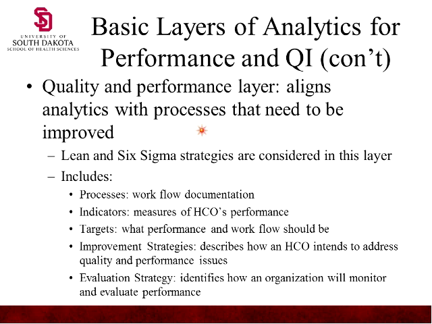Now we can look at the quality and performance layer that aligns analytics with processes that need to be improved. Some really good places to look are the Lean System and Six Sigma strategies, and they're considered this layer. You'll hear Six Sigma, Lean Systems. You can look at rapid process improvement, RPI. You can look at TQM, Total Quality Management. All of these kind of fall in here. They include an analysis of processes, looking at workflow documentation. Indicators are the things we've established that we want to do well, or the areas we want to improve on. These are indicators. And targets are what you're looking for.